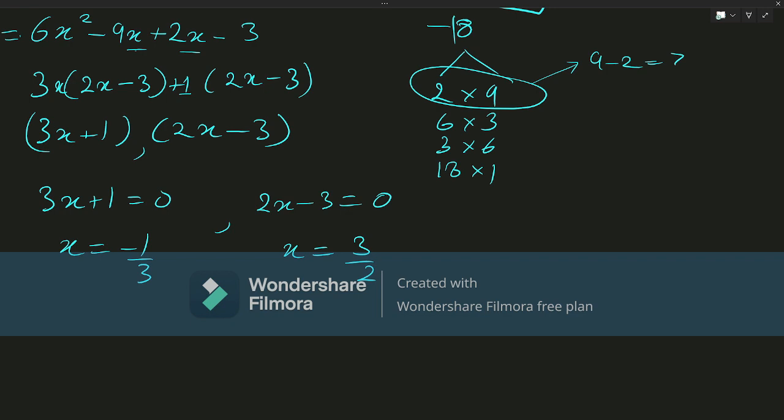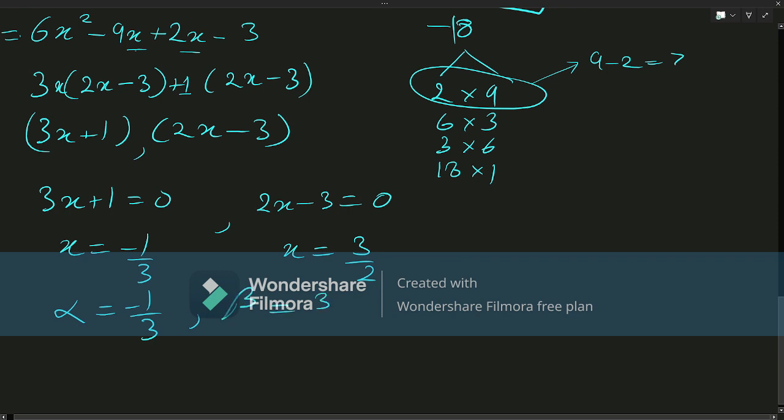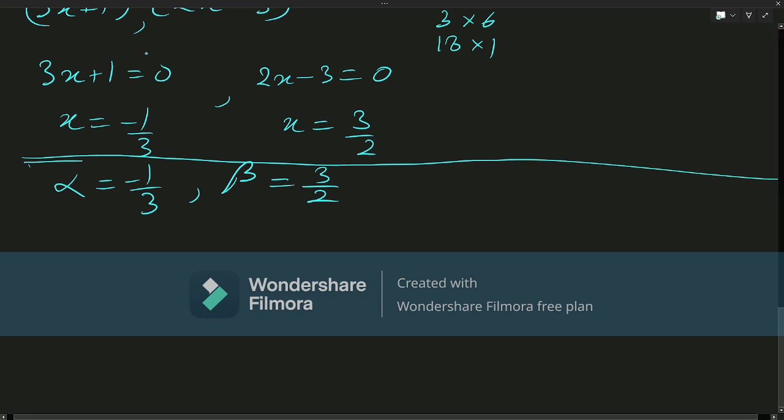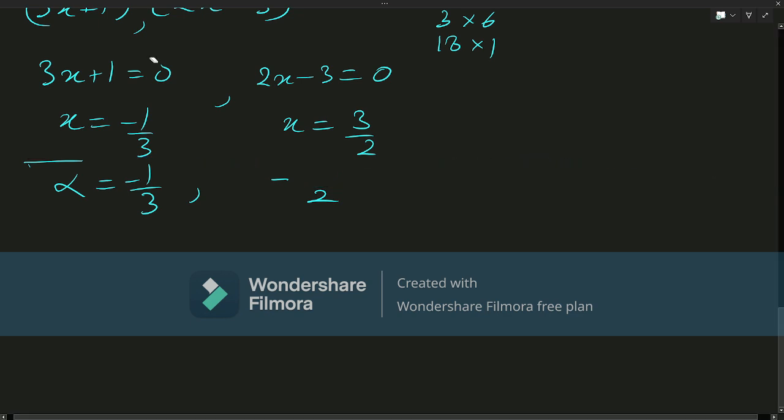Now, after finding the zeros of the polynomial as minus 1 upon 3 and 3 upon 2, how are we going to verify it? Verification is important, right? So let's take alpha equal to minus 1 upon 3, beta equal to 3 upon 2. That's what we learned earlier. So now, in order to verify this, wait, let me just give it some more space.